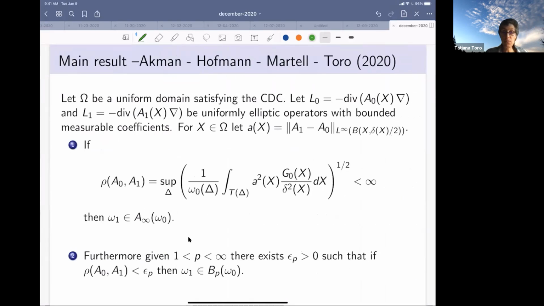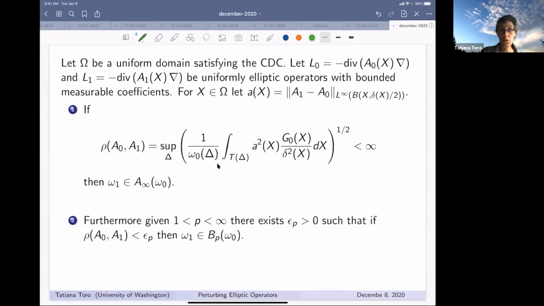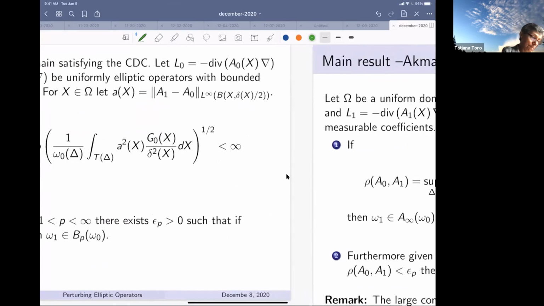And then if you give me a p, I can find you an epsilon p such that if this distance is small enough, then omega 1 is a B_p weight with respect to omega 0. So the reverse Holder inequality holds with p. Okay, so this is more consistent with the sort of thing that one would like. Bounded gives you A infinity, small gives you B_p. This is the right notion of regularity and of being close. So let me make a couple of remarks. This result is new even in the case where you choose a ball.